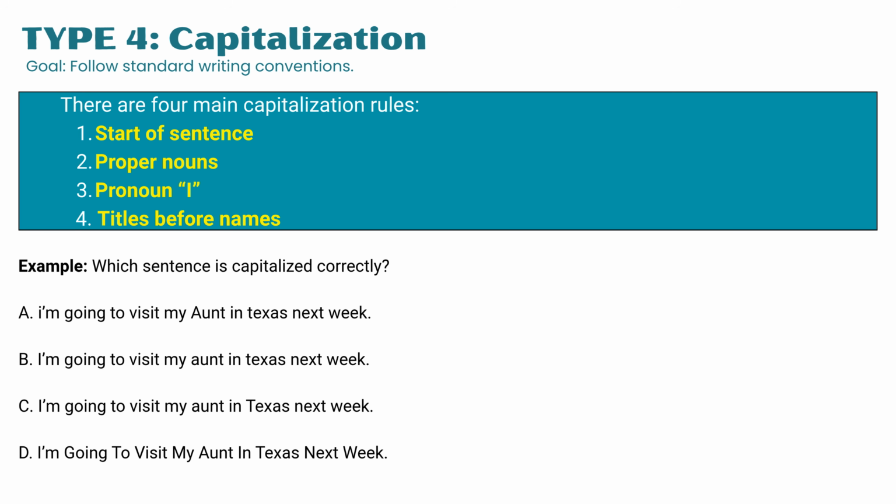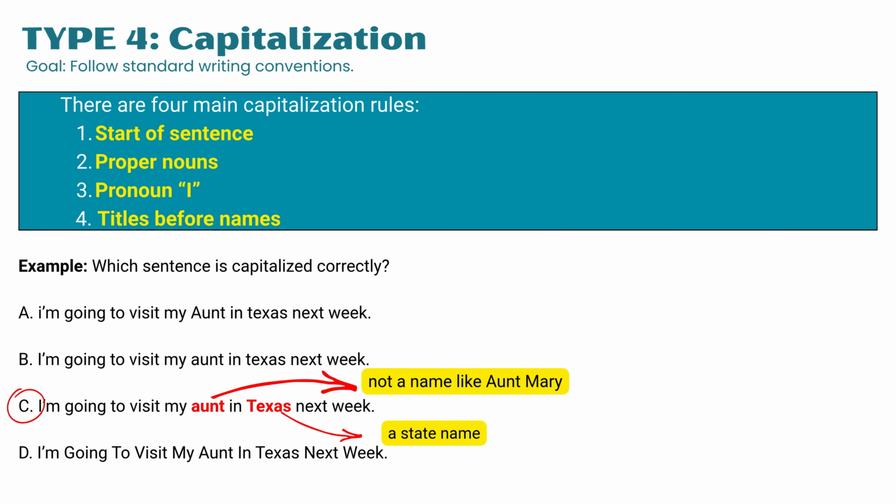Here's a question. Which sentence is capitalized correctly? The correct answer is C. Let's check why. I must always be capitalized. Texas is a proper noun, a state name, so it's capitalized. Aunt is a common noun here, not a name like Aunt Mary, so it stays lowercase. The other choices either don't capitalize properly or use too much capitalization.